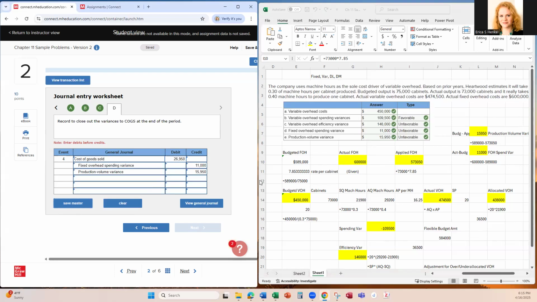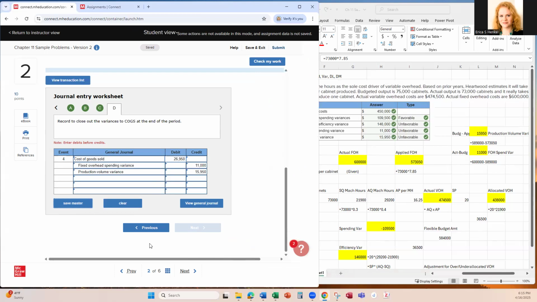So that is it for the journal entries part. As I started to say before, we will look at some more examples of these in our next class session. Please let me know if you have any questions.